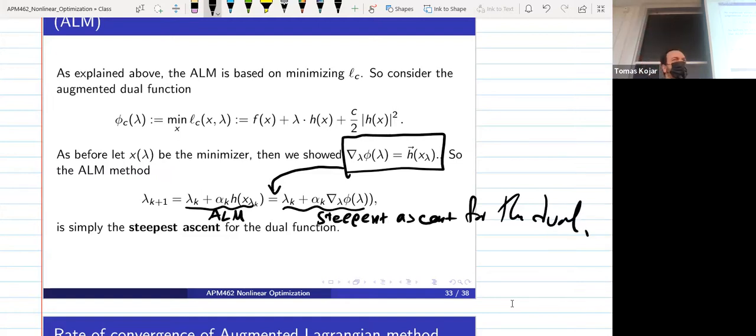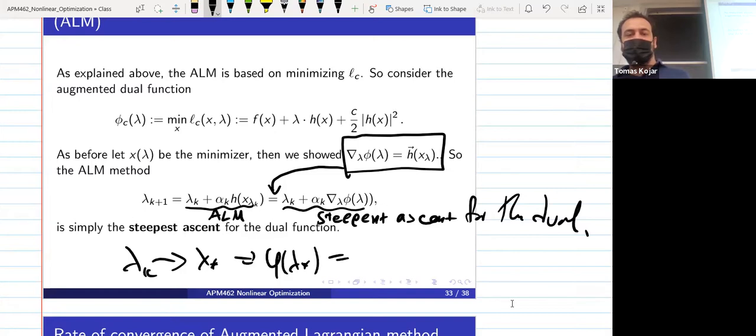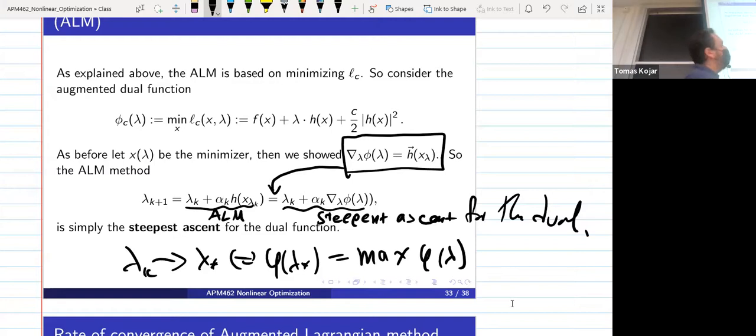I mean, you probably saw it by now. All this time I'm computing lambdas, and all these lambdas converge to a lambda star, which you know that phi lambda star is equal to the maximum of phi lambda, the dual. So if you don't want to think ALM because it's a bit complicated, think that all we're doing is steepest ascent for the dual problem. That's all. Whatever you like. So both points of view work. They're one and the same.